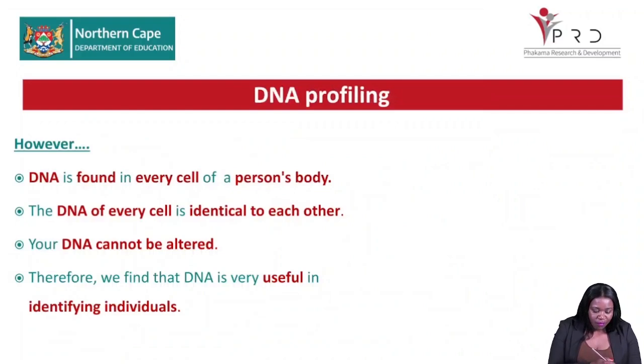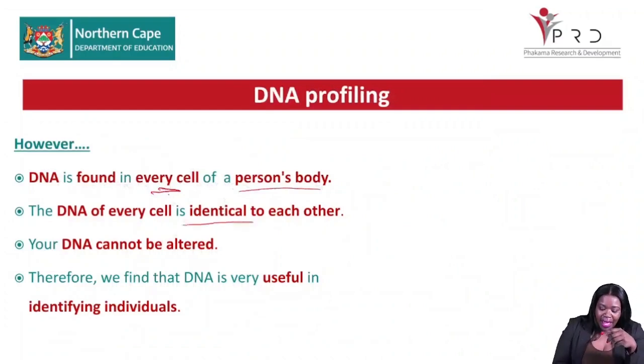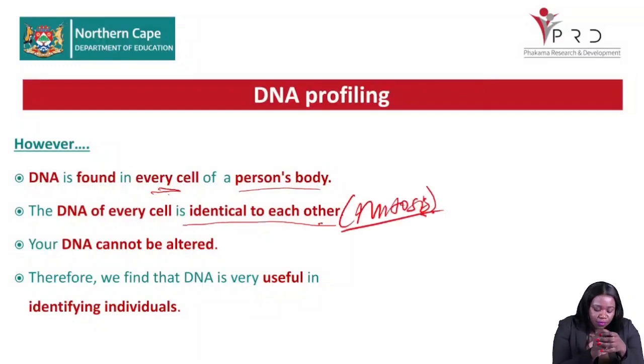So now with DNA profiles, we know that the DNA that is found in every cell of an individual's body is identical, right? So in a person's body, every cell has this DNA, unlike the fingerprints that are only found on your fingertips. Now, if they want my DNA, they can find DNA in almost every part of my body, right? So this DNA is easy to find, right? The DNA of every cell is identical to each other. Why is it identical to each other? Because it was produced by mitosis, right?